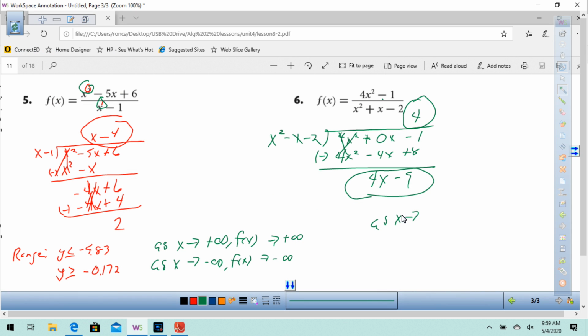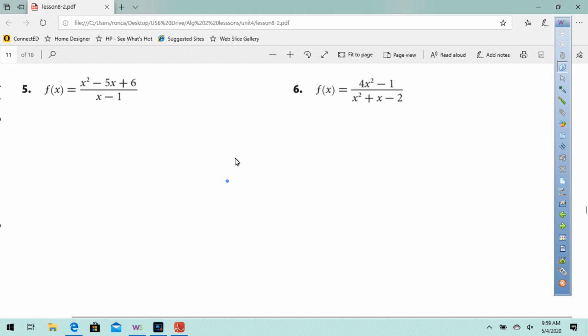So as x approaches positive infinity, f of x, or y, approaches 4. As x approaches negative infinity, f of x approaches 4. Okay? Graphs are great, aren't they?